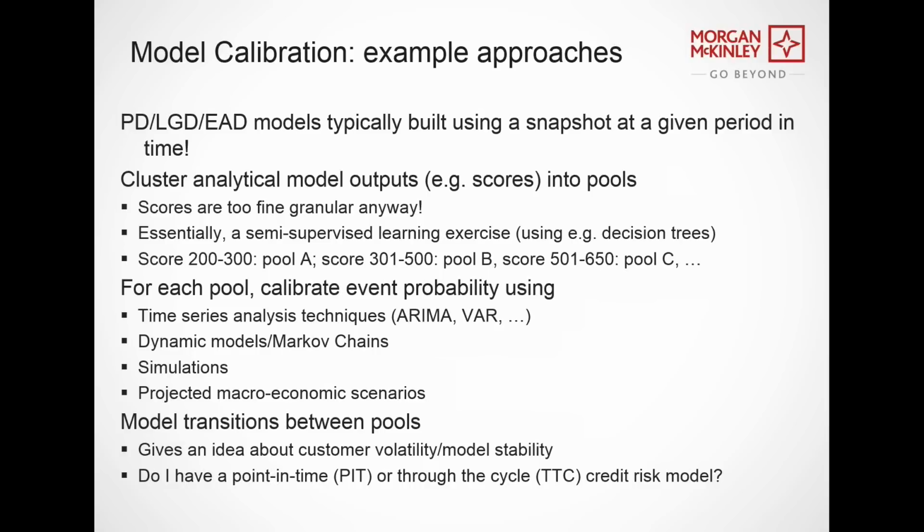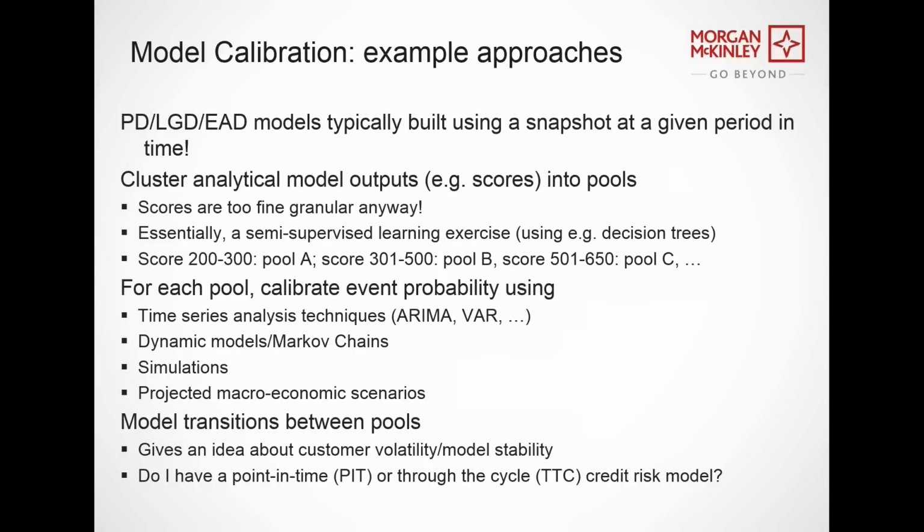The pools can be defined in various ways. It's essentially what we refer to as a semi-supervised learning exercise. We can define it by mapping onto an agency rating scale, Moody's, Standard & Poor's, and Fitch, or by using decision trees. Decision trees are a very handy tool to map scores into pools. And once we have mapped our scores into pools, we need to calibrate an event probability for a PD, LGD, or EAD model. We're going to do that using time series analysis techniques, dynamic models, Markov chains, simulations, and so on.